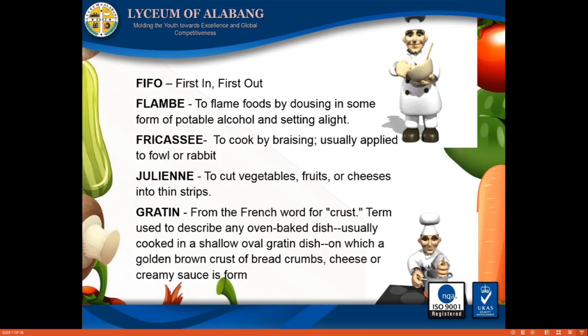Next is julienne. Julienne is to cut vegetables, fruits, or cheeses into thin strips. So simply when you say julienne, hihiwain nyo lang yung mga gulay into matchstick size or shape. Thinly sliced. So, that is julienne.